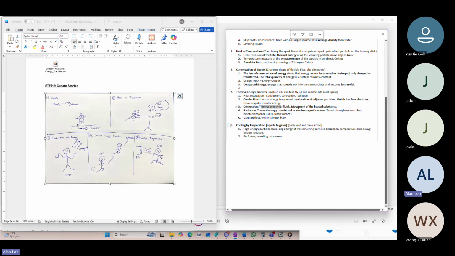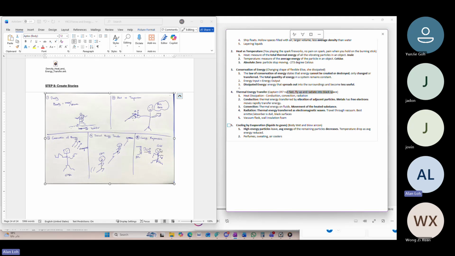Then radiation. So when he flies up, he is radiated into the black space, into the universe, into the galaxy, into those planets. So that represents radiation. So this is the story for drawer number 4.